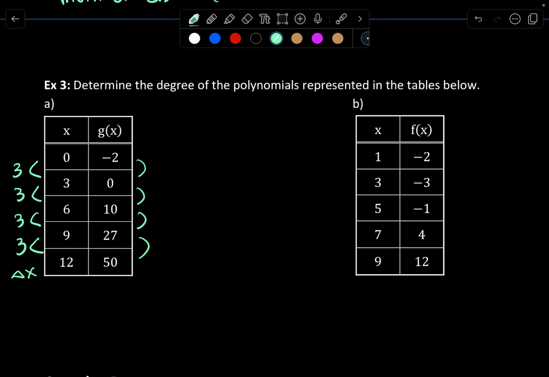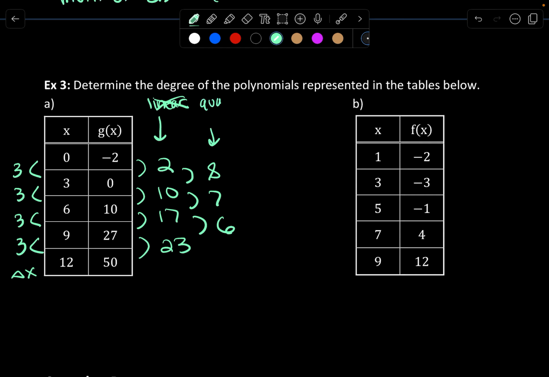From -2 to 0, I'm adding 2. From 0 to 10, I'm adding 10, add 17, and then add 23. If you think back, we talked about common differences. This is my first common difference. So this is definitely not linear because it's not the same. Now we're going to go to the second common difference. So we're adding 8, add 7, add 6. This is our second common difference, which means it is not quadratic.